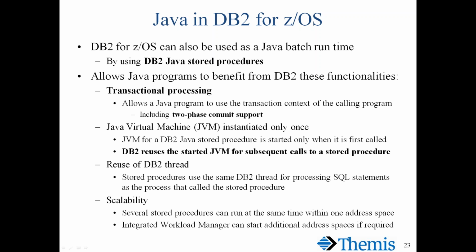One of the benefits you see in the second sub-bullet below, the JVM is instantiated only once and then reused for subsequent calls to the stored procedure. And that can be a big benefit. Starting a JVM is going to cost, there's overhead. And being able to reuse the JVM and reuse the thread to DB2 can be a big benefit and can help out with scalability, being able to run a larger workload through that processing.